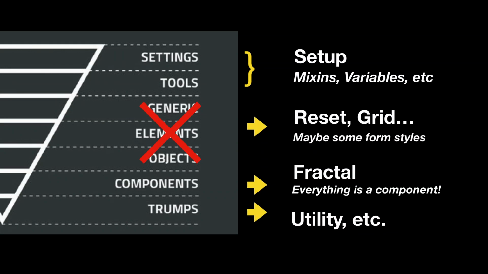Fractal components live below. This is literally below, in terms of Sass imports. So these things set up, and these things can override them. And then there's this last level: if I need to make something hidden, maybe I've got a hidden utility class.